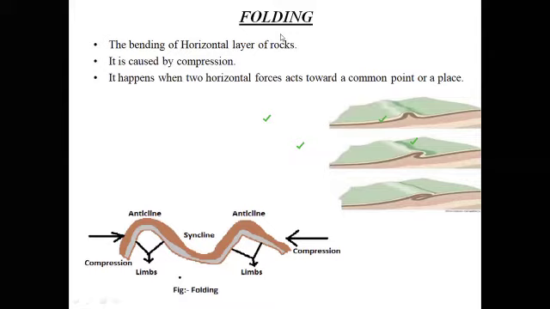It happens when two horizontal forces act towards a common point or place, like waves on the surface of water. Now you can see this diagram. Here you can see a flat land. Here it is uplifting a little bit. An upliftment can be easily seen here.